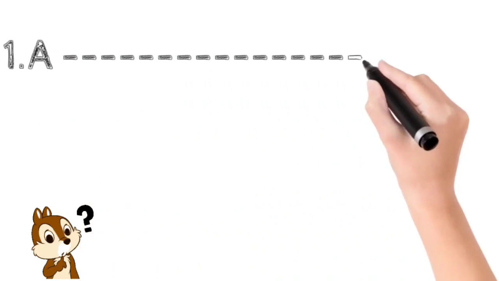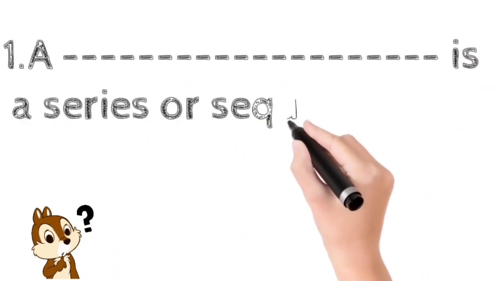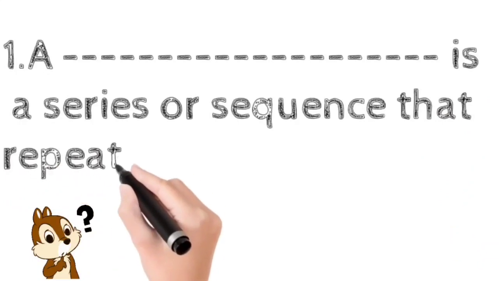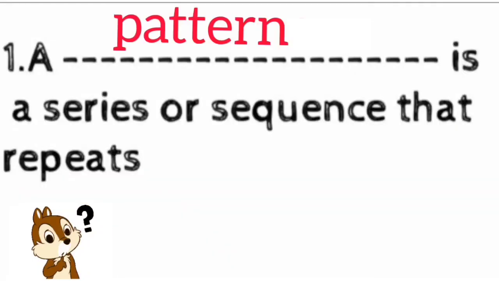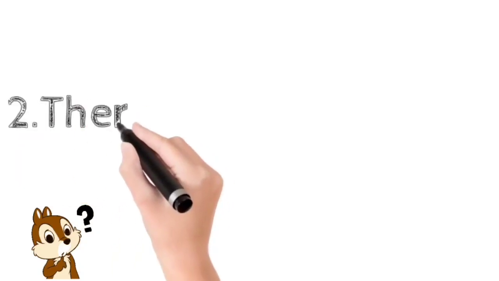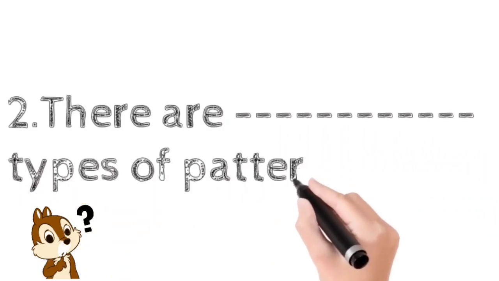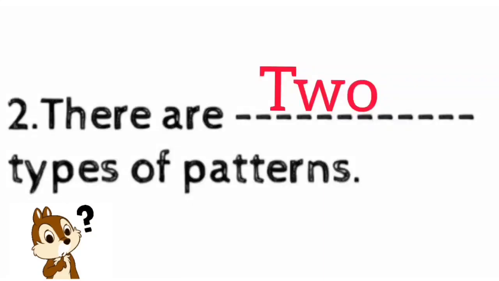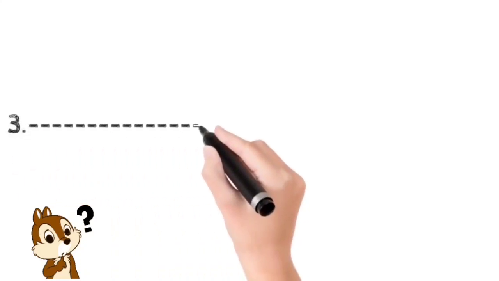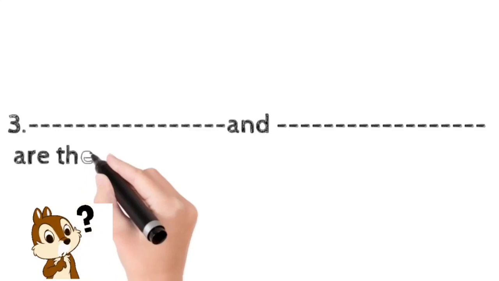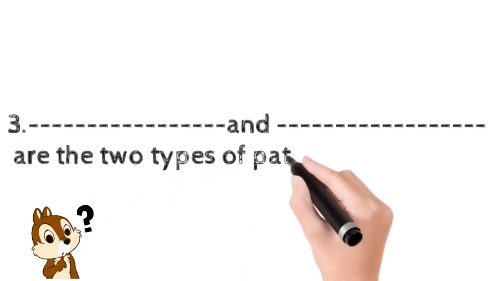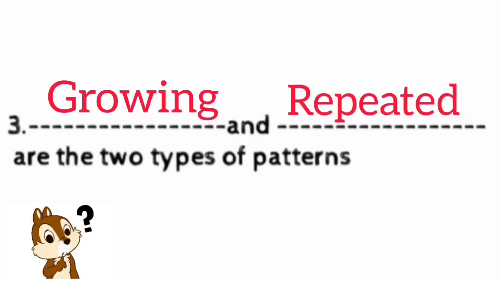Yes. What is the first question? A dash is a series or sequence that repeats. What is the answer? A pattern is a series or sequence that repeats. Okay, what is the second question? There are dash types of patterns. How many types of patterns? There are two types of patterns. Yes. Next, third question. Dash and dash are the two types of patterns. Growing and repeated are the two types of patterns.